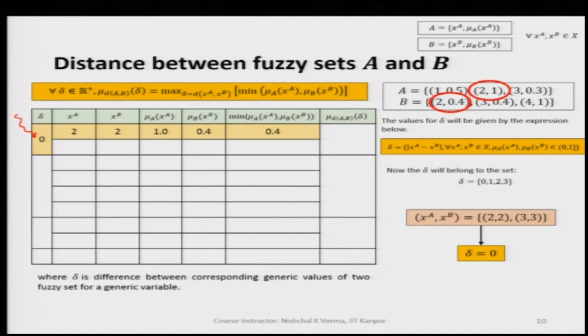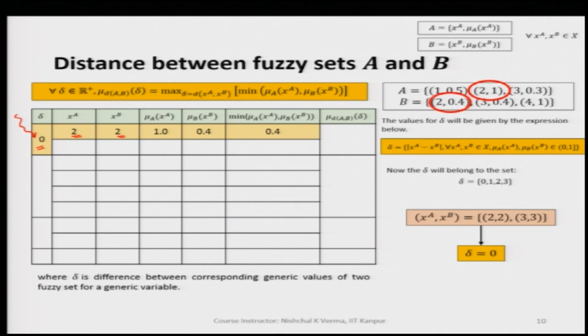This table will finally help us in getting the resultant distance of the two discrete fuzzy sets. We have delta equal to 0, so we write 0 in the delta column, and since we are getting two pairs, we will write those pairs here. One pair is 2, 2, so we have written 2 here as x_a and 2 here as x_b.